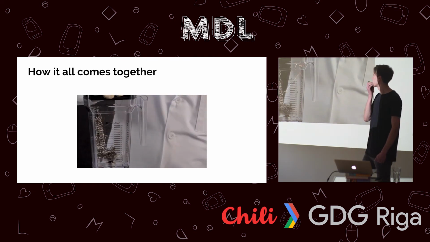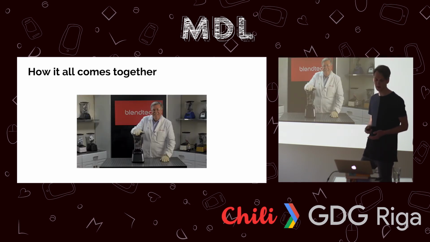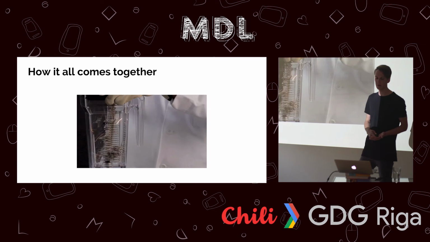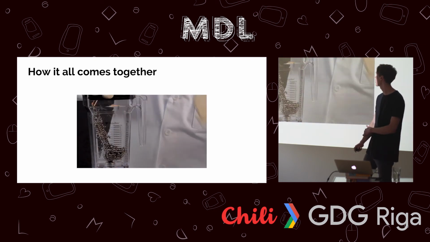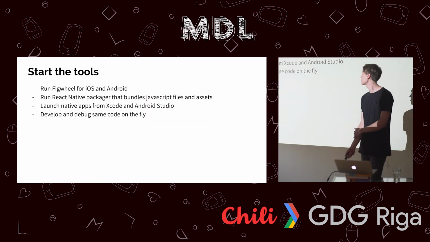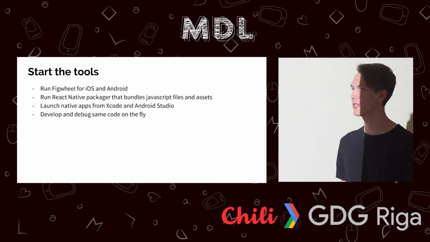So much stuff, and how it all comes together. So we talked about the stack, about the re-frame pattern, ClojureScript, native bridges. Now we should go through it all and see how it works together. So the usual workflow: you start Figwheel sessions for iOS and Android. That will give you code reloading on the fly. It also will start REPL sessions, which is useful for debugging, but more about that a bit later.